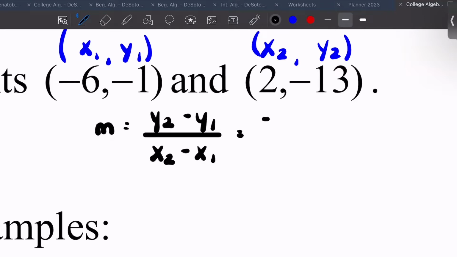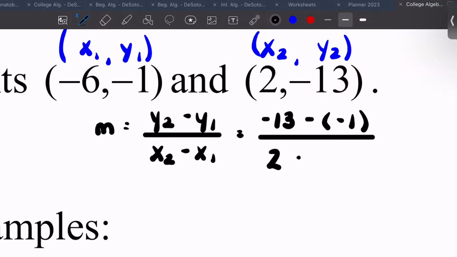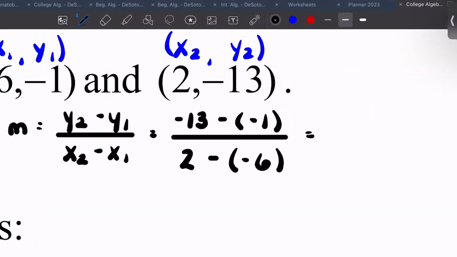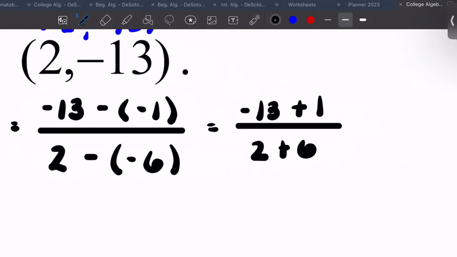Y2 is negative 13, I got that from right here, and y1 is negative 1, over 2 minus negative 6. Now, we have negative 13, minus a negative, so you have plus 1. And 2 minus negative 6 is 2 plus 6. A minus a negative is a positive. So you get negative 12 over 8.